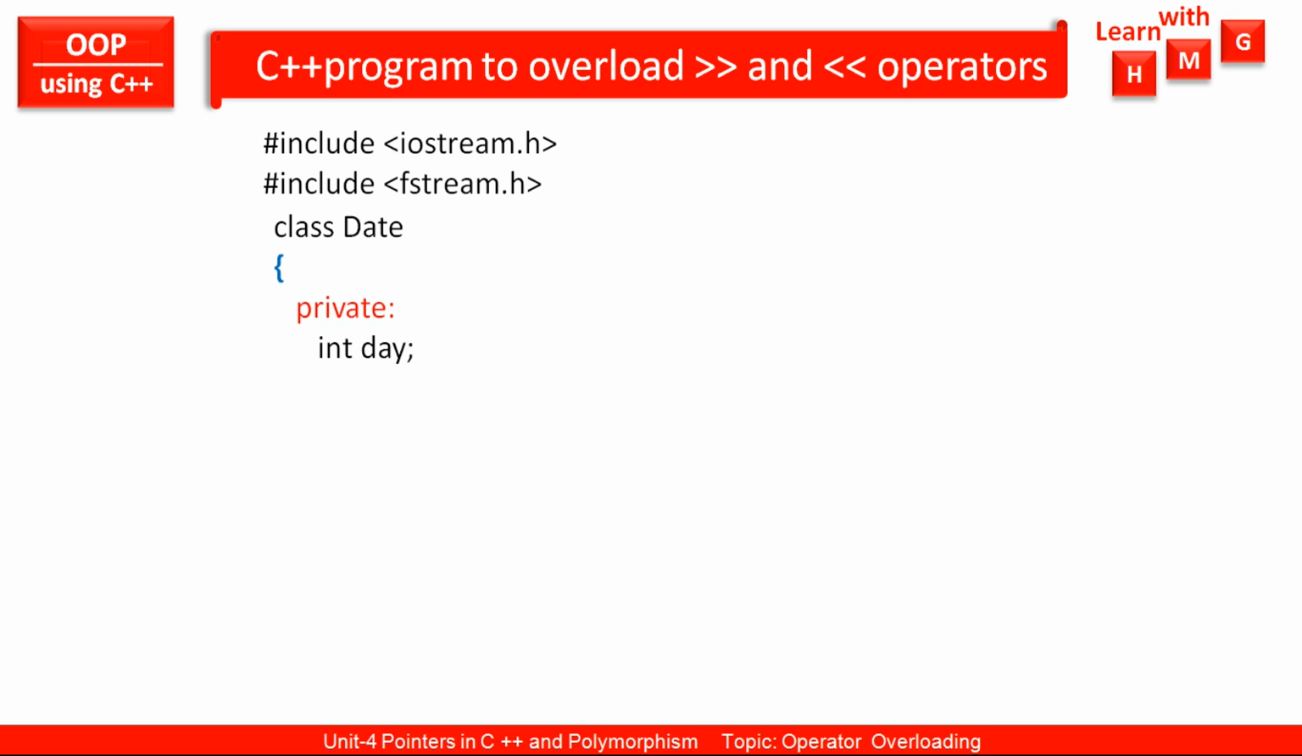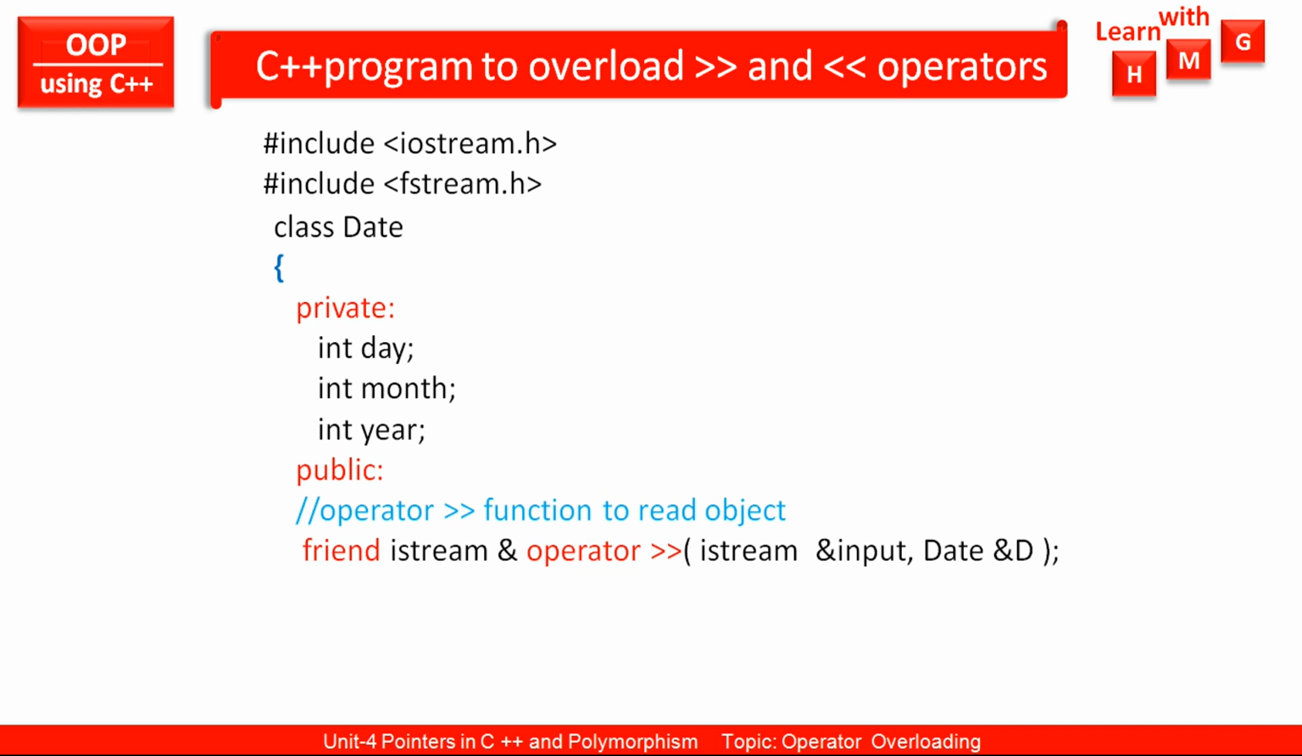Date class. Here in the private section, let us declare data members day, month and year. Then in the public section, there are two operator functions. The first operator function is to overload the extraction operator to read an object. So here the operator, this extraction symbol, is the function name. This function accepts two arguments by reference, that is the address of the istream object and the date object.